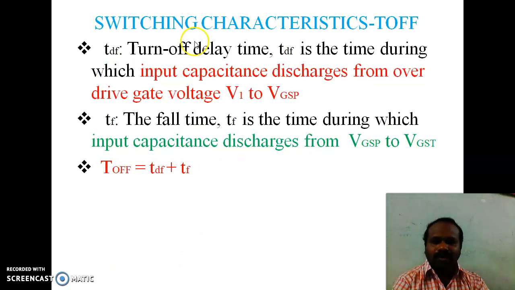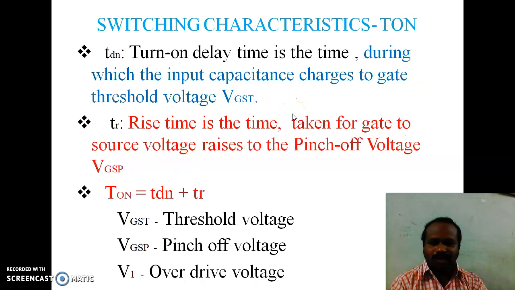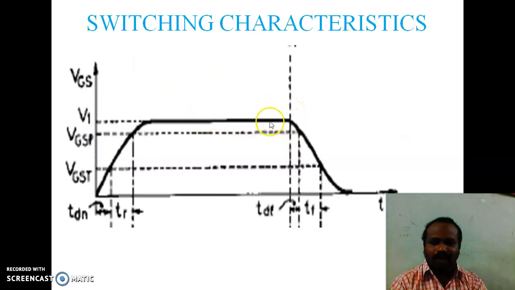Next one, switching characteristics, that is turn off time. Turn off time is given by turn off delay time plus fall time. Turn off delay time, TDF, is the time during which input capacitance discharges from overdrive gate voltage V1 to VGSP. See here, this is overdrive gate voltage. The time taken to reach this VGS from overdrive gate voltage to VGSP, that is pinch off voltage, is known as turn off delay time.